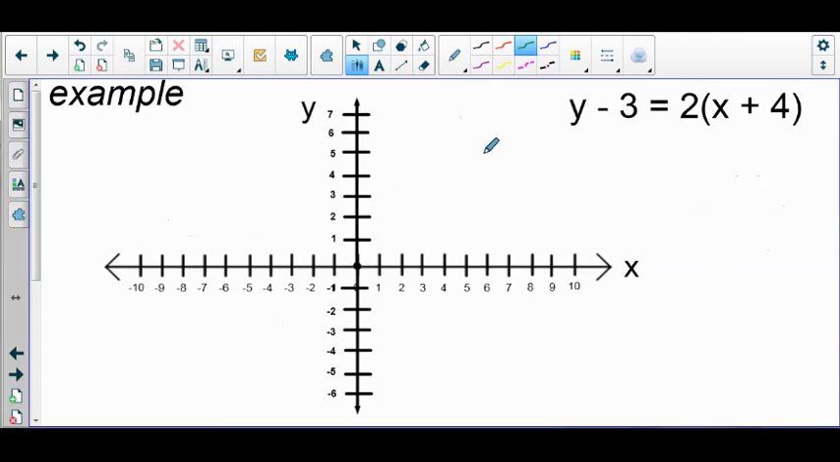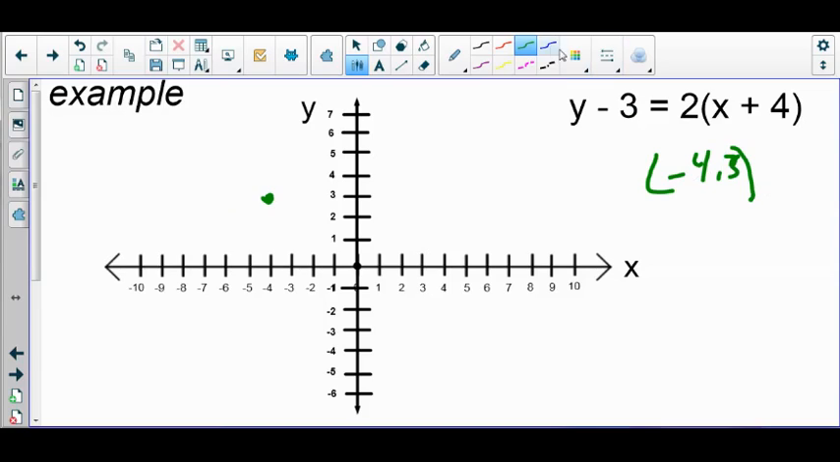Let's look at the next example. So what would my point be? My point would be negative 4, positive 3. So I'm going to go negative 4, positive 3, and I put my first point right there. This is how you do this. Negative 4, and here's my positive 3. So negative 4, 3 is the point.